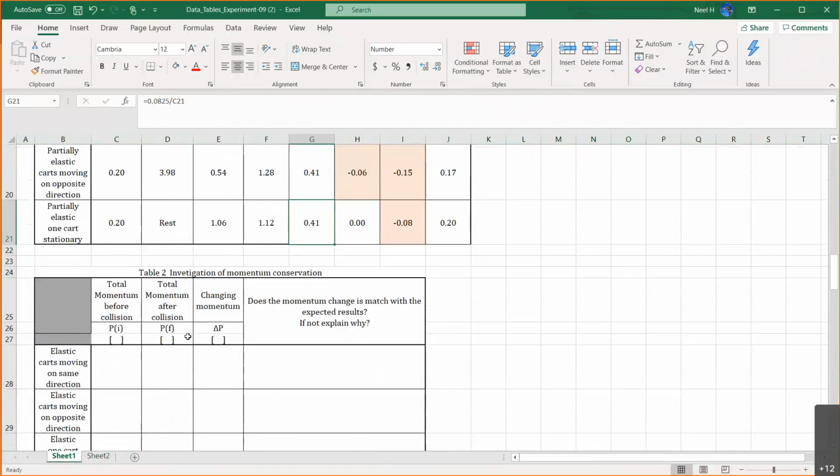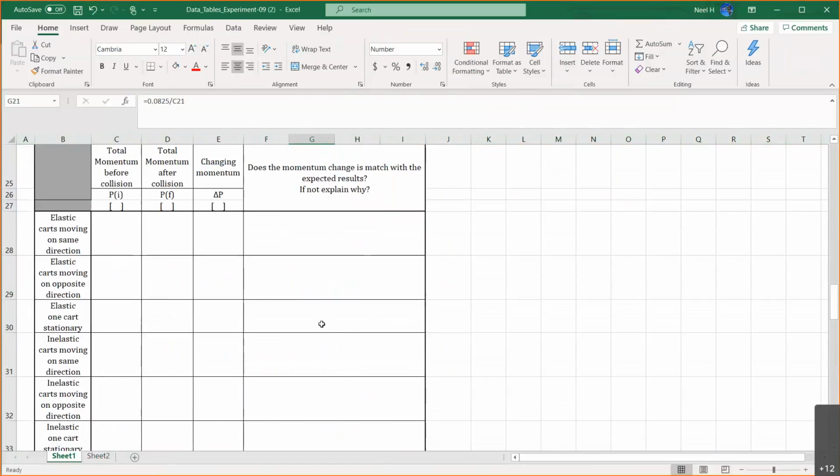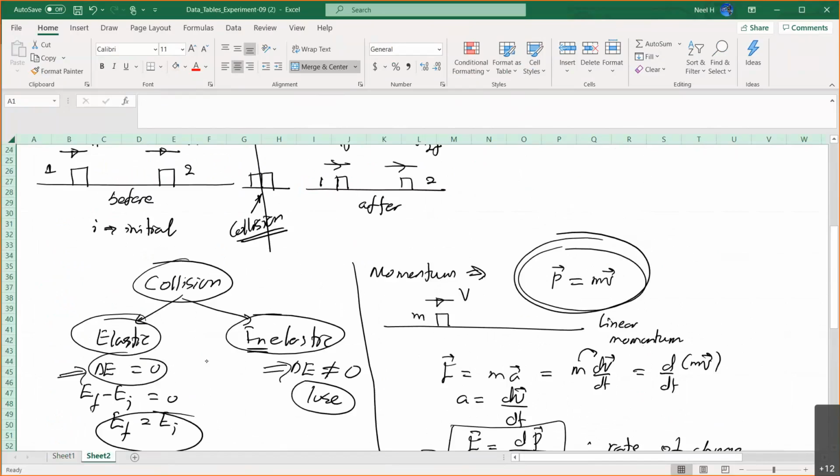Okay, then let's continue. Let's go to table number 2 and start calculating momentum. When it comes to momentum, let's take a look at the units. Momentum is mass times velocity. In terms of units, mass is measured in kilograms, velocity is measured in meters per second. As a result, kilogram meter per second.